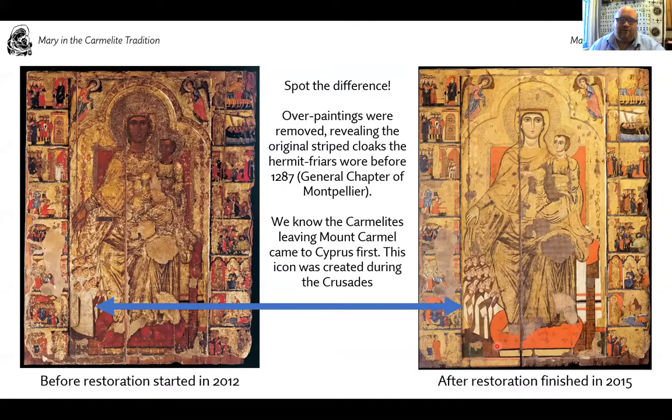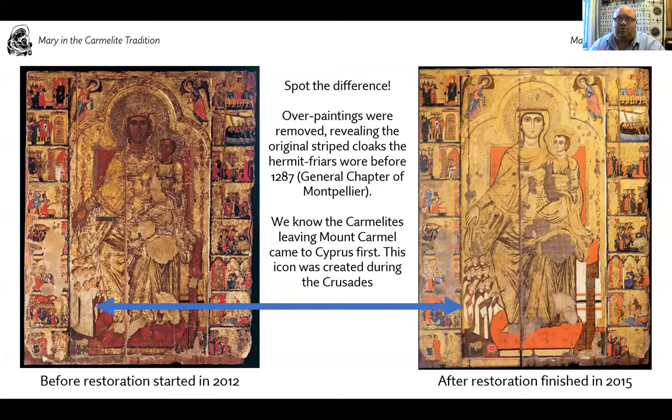Now, we know from the early texts of the order that this was a change that happened in 1287. There was a general chapter of the brothers in Montpellier in France, and they resolved that they were going to swap stripy cloaks for plain white cloaks. There's all sorts of reasons why that I won't go into now. But that helps us to date this icon. We know that this depiction is almost certainly made before 1287.